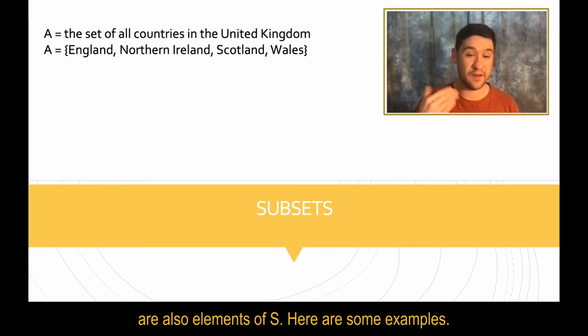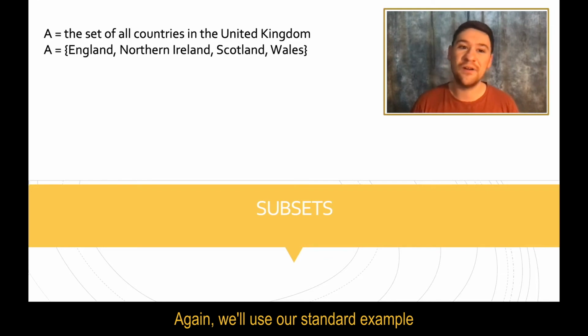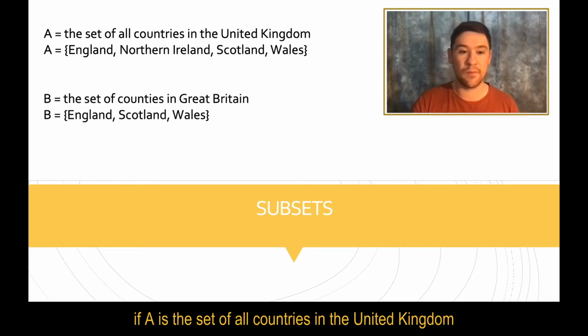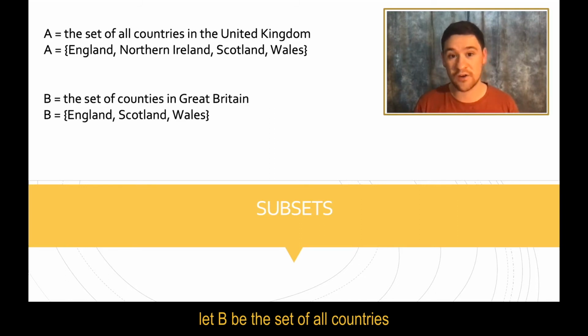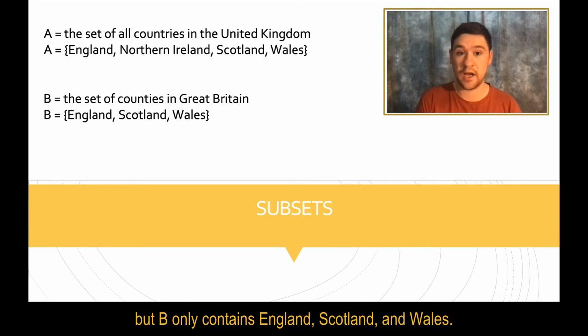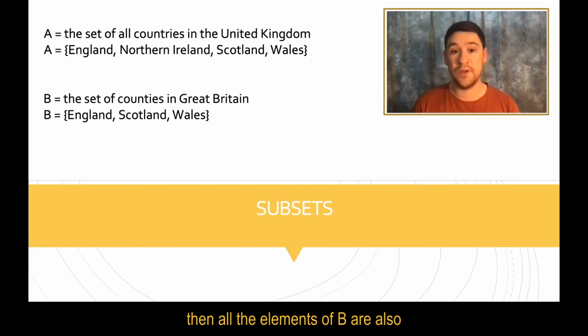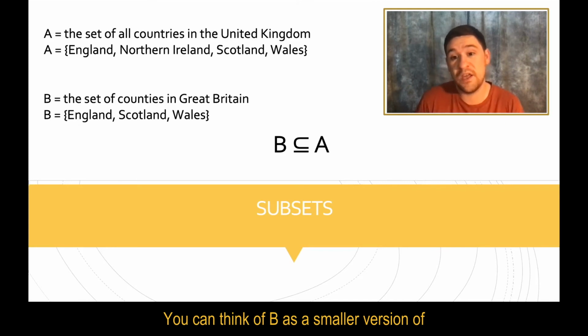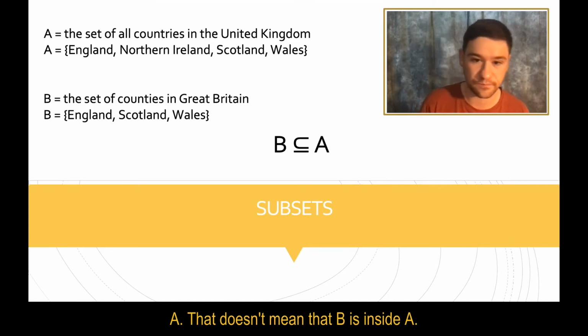So if, again, we use our standard example, if A is the set of all countries in the United Kingdom, let B be the set of all countries in the landmass of Great Britain. So A contains England, Northern Ireland, Scotland and Wales, but B only contains England, Scotland and Wales. Then all the elements of B are also in A, and so B is a subset of A. You can think of B as a smaller version of A.